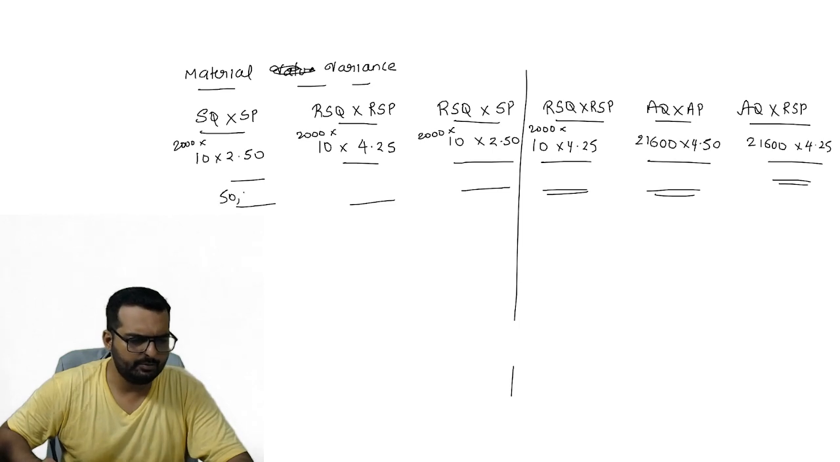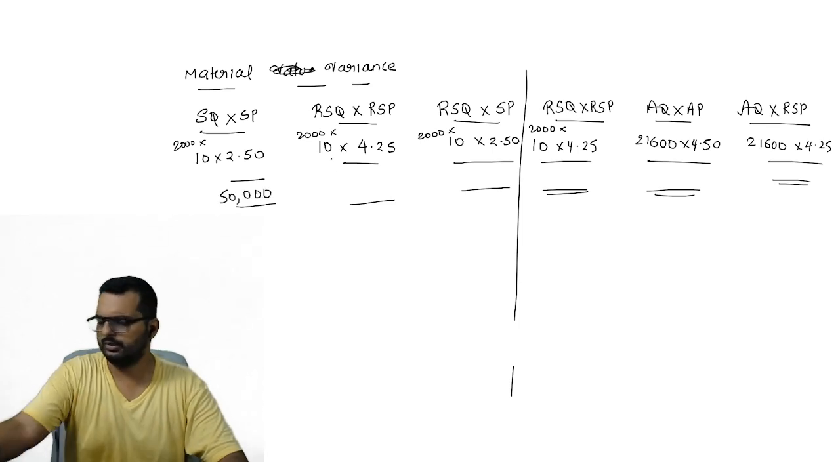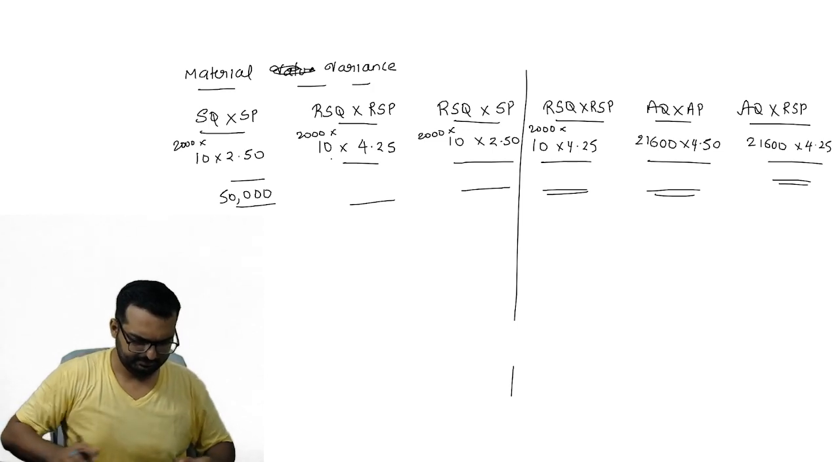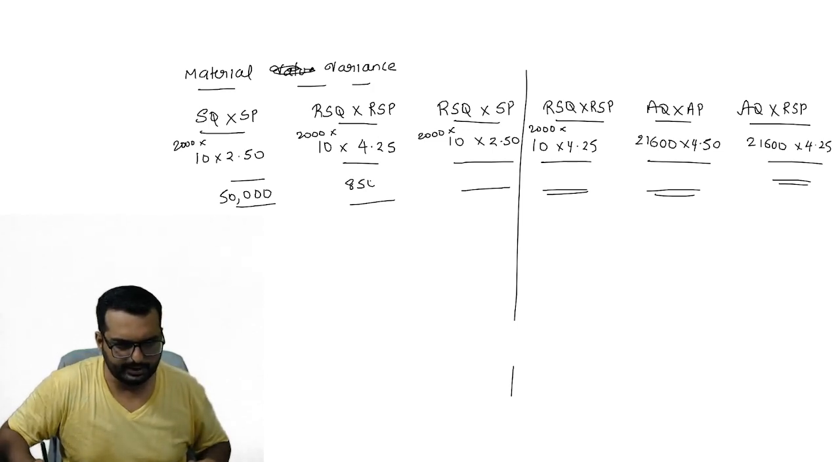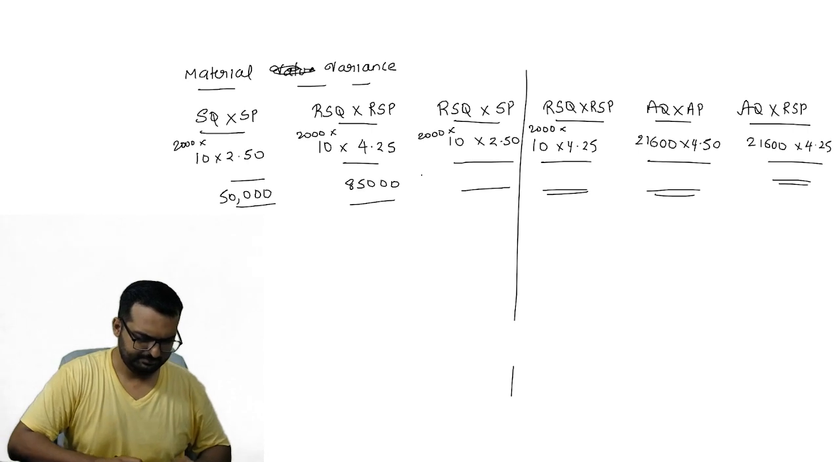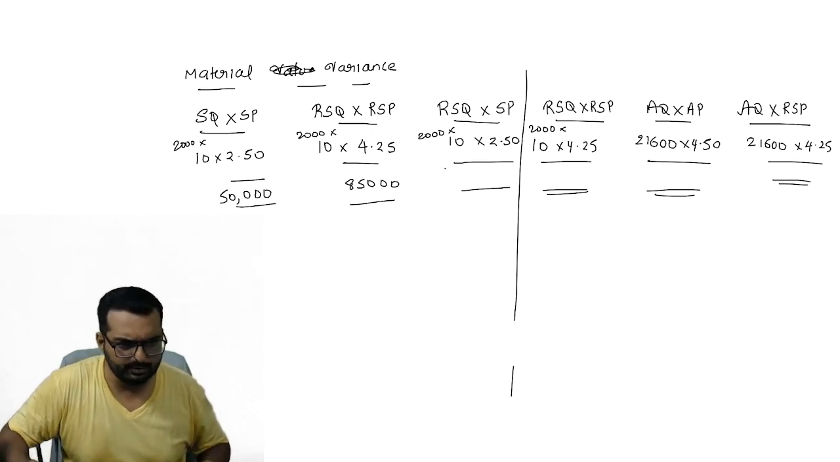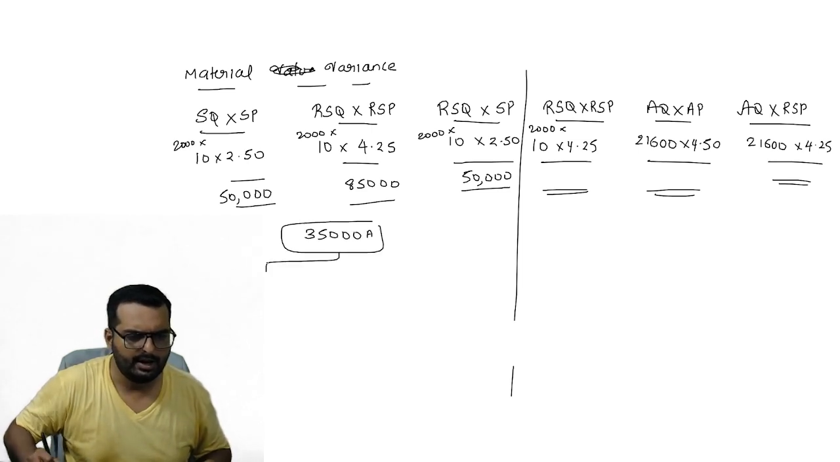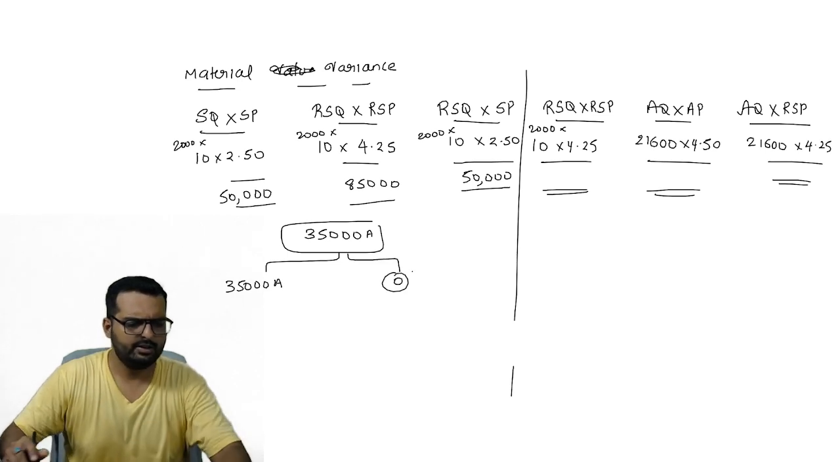20,000 into 2.5 will be 50,000. 20,000 into 4.25 would be that would be 85,000. Into 2.5 would be 50,000. Just a moment. So you would get 35,000 adverse, and that entire thing will come over here, and this one will be 0. Very simple and straightforward. Anaga?